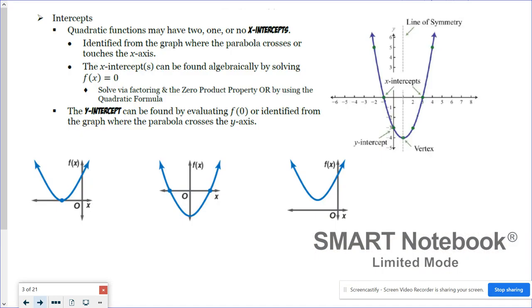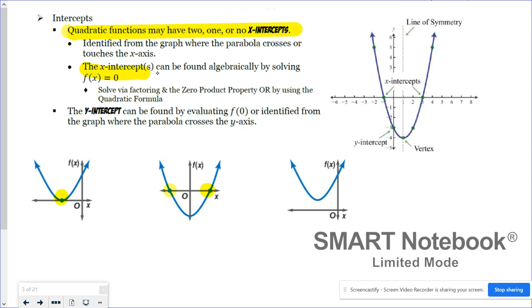Just to let you know, quadratic functions may have two, one, or no x-intercepts. At the bottom of my slide here, I have an example of what one x-intercept would look like. Two x-intercepts is probably most common. And it's totally possible for there to be no x-intercepts. Okay, so you can easily see the x-intercepts where a graph is crossing or touching the x-axis.